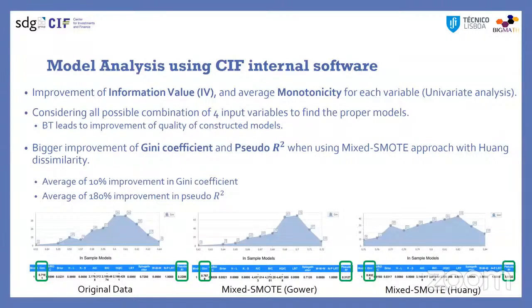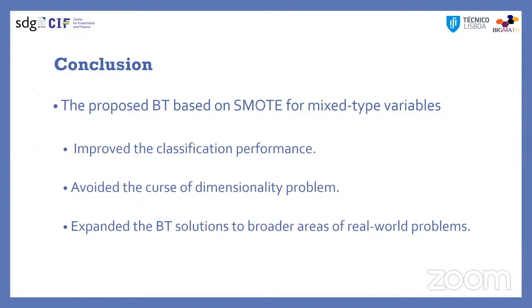It is very interesting to see that the method could work on real data, not just on synthetic data and benchmarks. So to conclude, we present a balancing technique based on the famous SMOTE approach for mixed-type variables. It improved the classification performance, and it also avoided the curse of dimensionality and the loss of information problem, which is the usual solution in the field. We also expanded the balancing technique beyond the benchmarks to real-world problems.